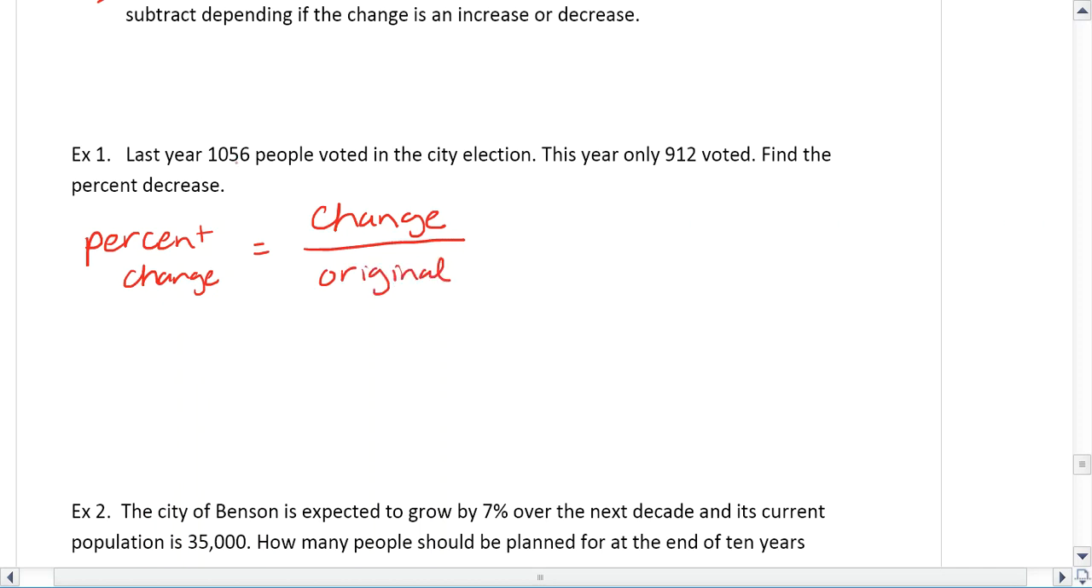So I need to find out what the change is. From last year we had this many people, and this year we had fewer people. So to find this change, that is the first thing you need to do, is this subtract problem. So when we subtract these, we get 144. So that's how many the change was.